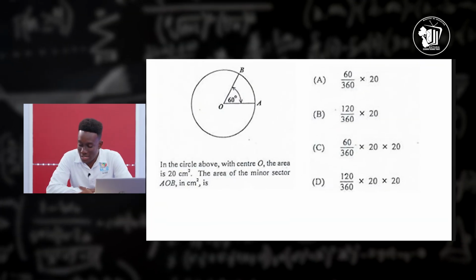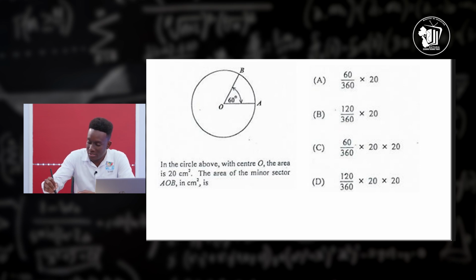So this one says, we have a diagram. In the circle above with center O, the area is 20 cm squared. The area of the minor sector AOB in cm squared is, so they want to find the area of the minor sector, which would be the area of this piece here.